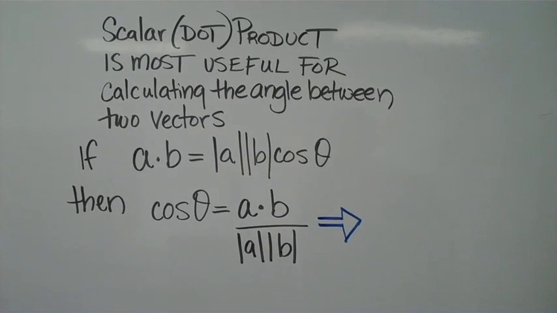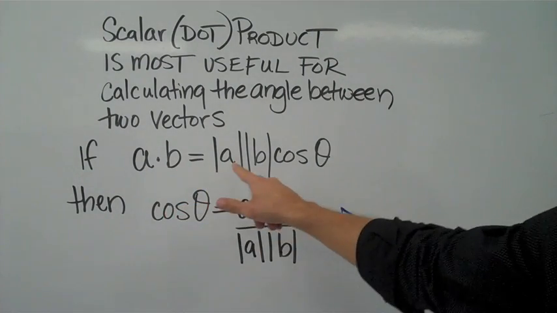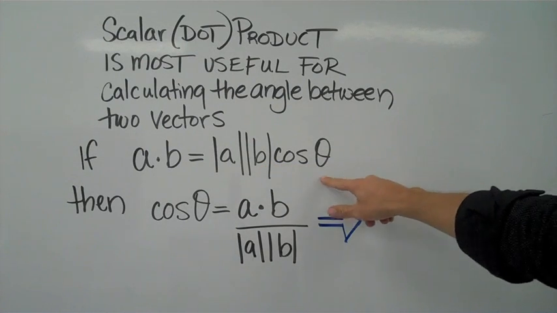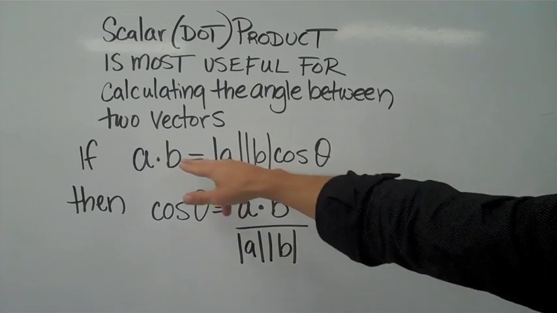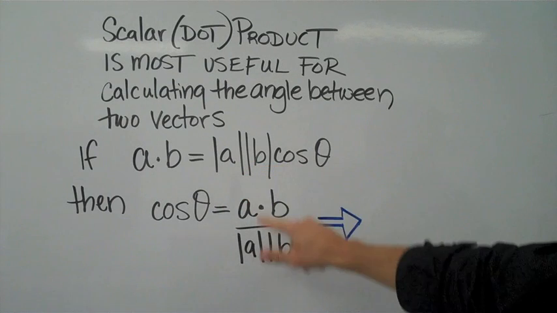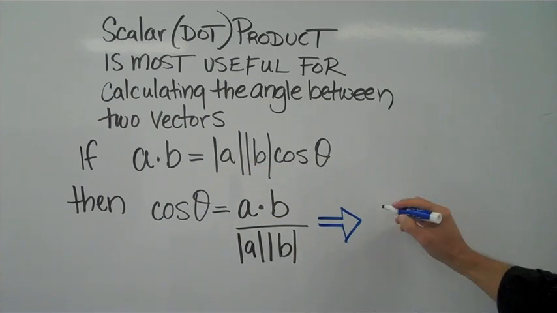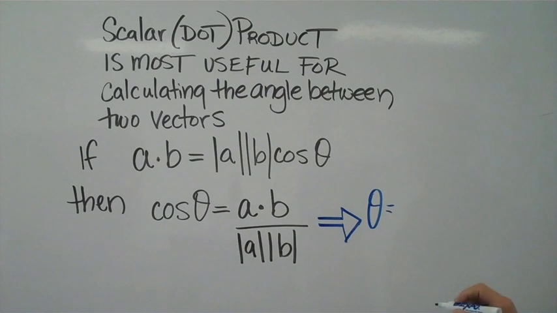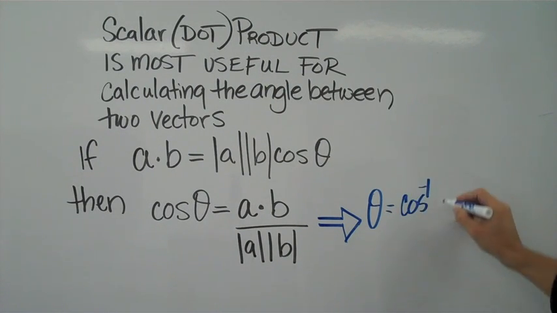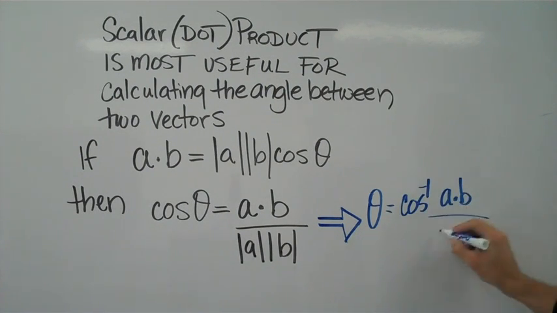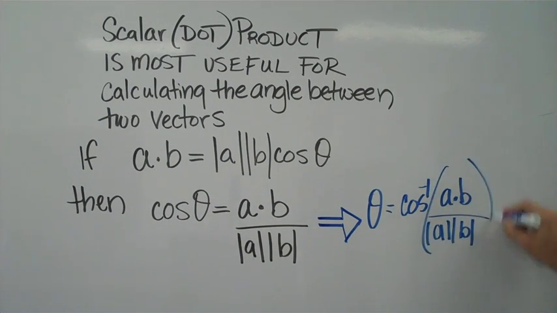When do we use this scalar or dot product? Well, it is most useful for calculating the angle between two vectors that are put together tail to tail. If A dot B is equal to the magnitude of A times the magnitude of B times the cosine of the angle between them, then we can divide both sides by the magnitude of A times the magnitude of B, and therefore our conclusion would be that theta is equal to the inverse cosine of A dot B divided by the magnitude of A times the magnitude of B. And we're going to take that whole thing to the inverse cosine.